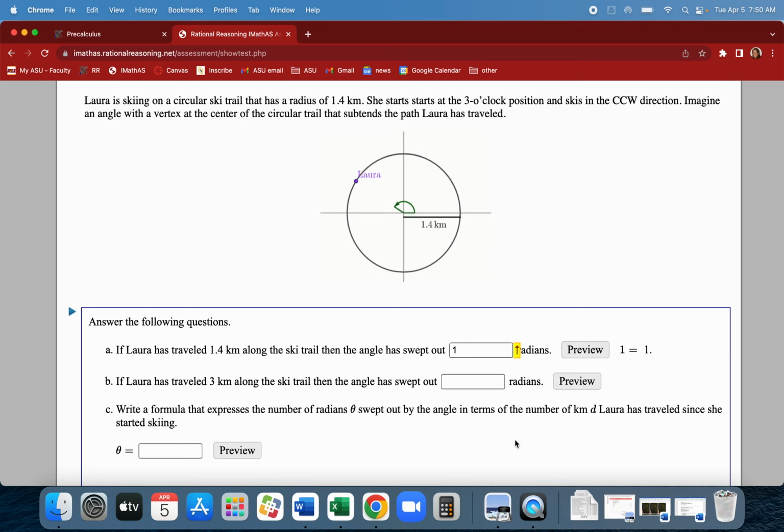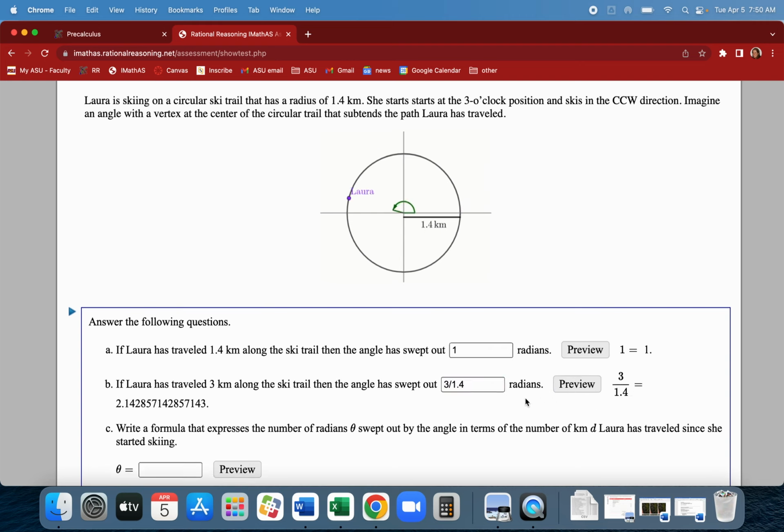3 divided by 1.4, right? It's definitely more than 1 radian, but a little bit more than 2. It's not a nice round number. But if she's traveled 3 kilometers and the radius is 1.4, if I do 3 divided by 1.4, I can find that angle. So I'll just type in 3 over 1.4. It's a little bit more than 2.